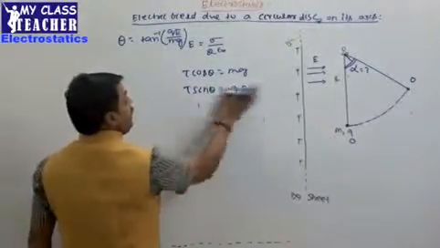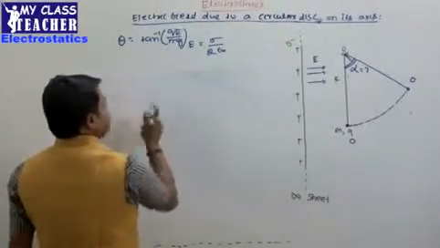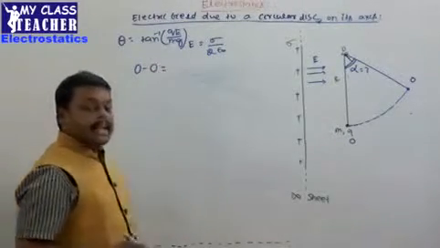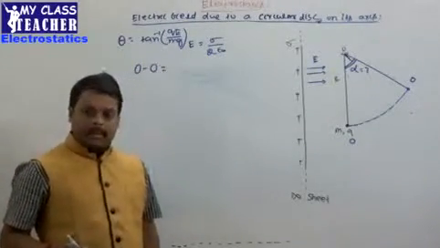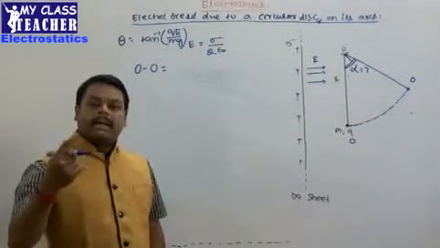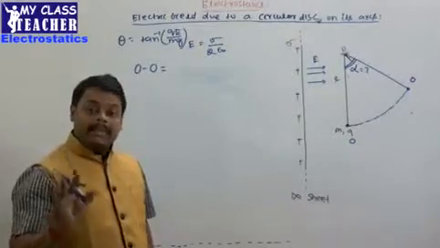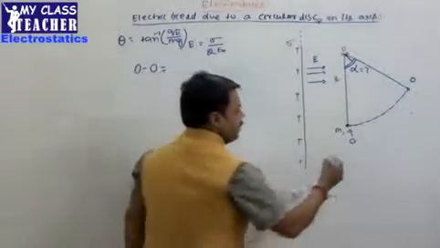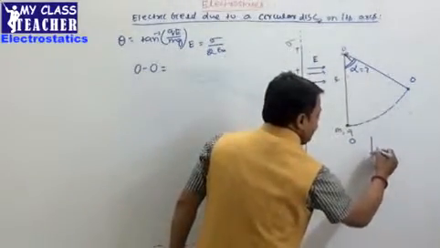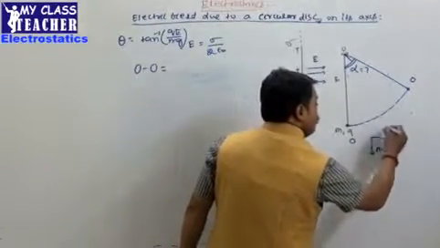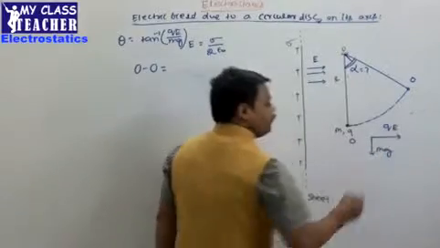So by applying the work energy theorem between these 2 points, change in kinetic energy becomes 0 minus 0. This change in kinetic energy is the work done by all forces. But we know the work done by tension is 0. So whatever work is done is only due to the gravitational force and electric force. The gravitational force is vertically downward, mg, constant. The electric force is horizontal rightward, and this is equal to QE.